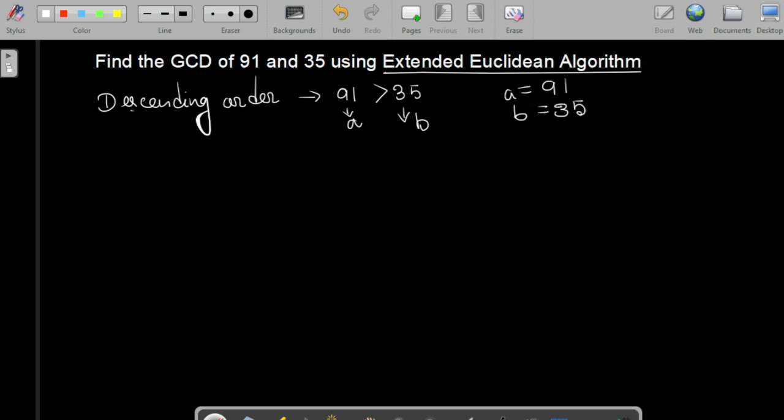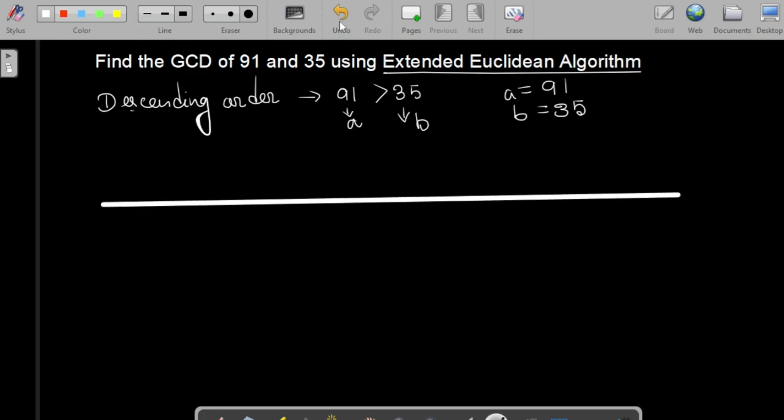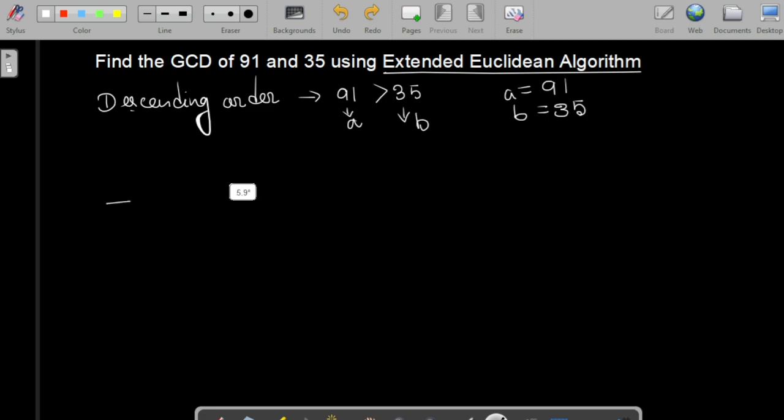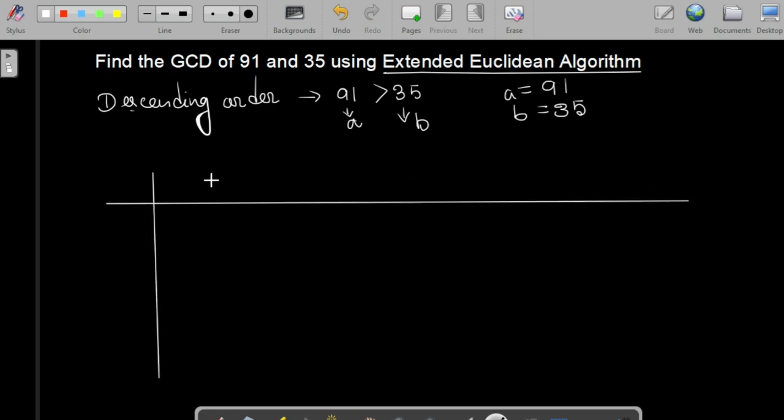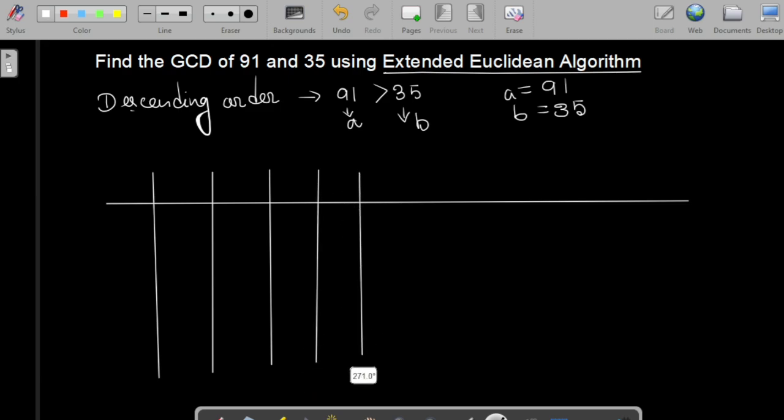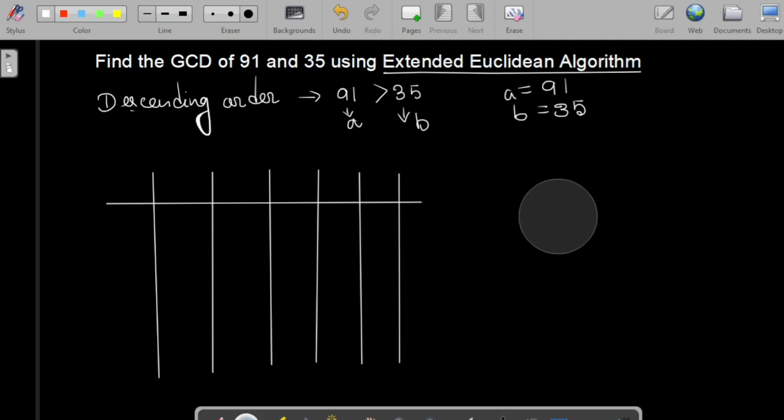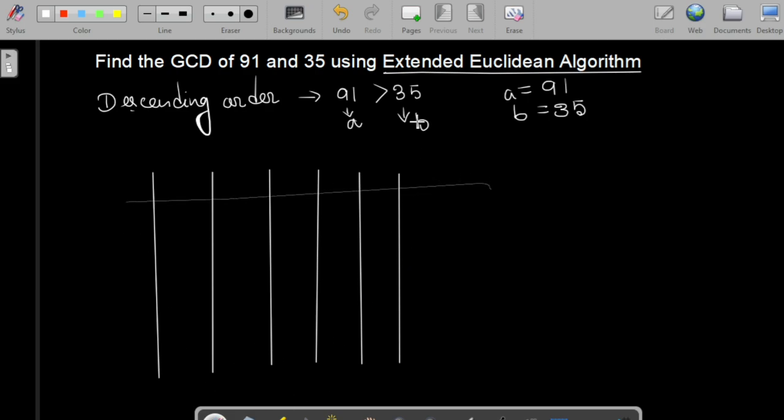Then we have to draw a table, and in this table we will calculate the GCD of the two numbers. Well, the first column will be of A and the second column will be of B. Then there will be a quotient column Q, and two more columns, one of U and V, and the last column will be of the remainder D. Let's erase the lines.